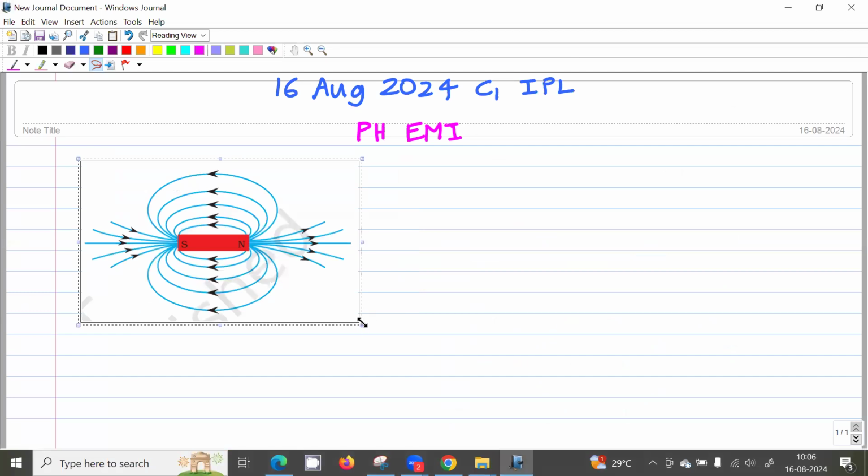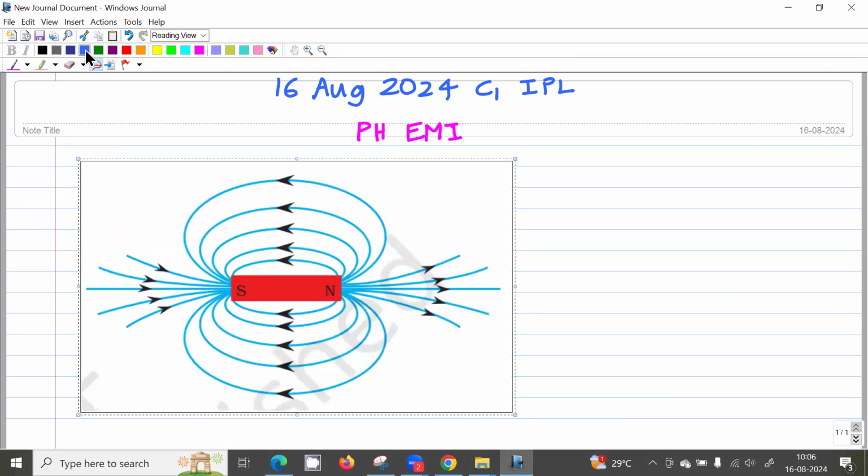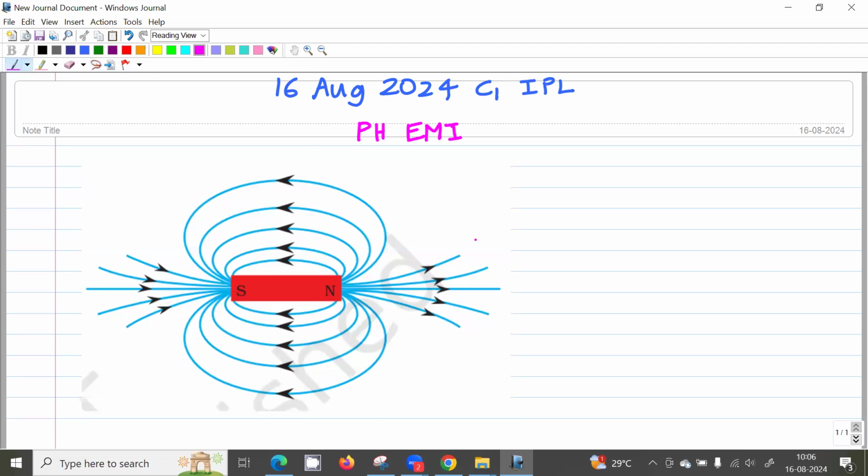So this is a bar magnet, right? The rule for drawing the field lines is first you have to draw the vectors. Here at this point, the magnetic field will be like this, and of some strength. As you go out, the strength of the field will decrease. Similarly, here the magnetic field will look like this. Here the magnetic field will look like this.